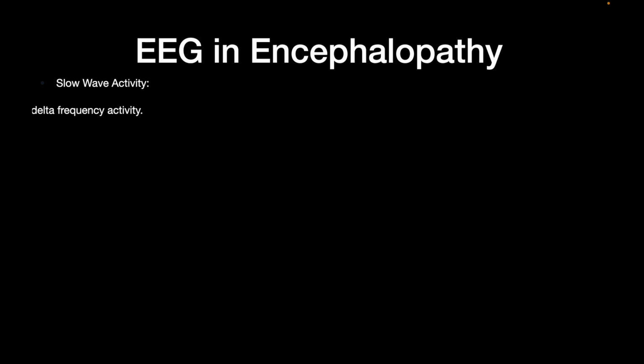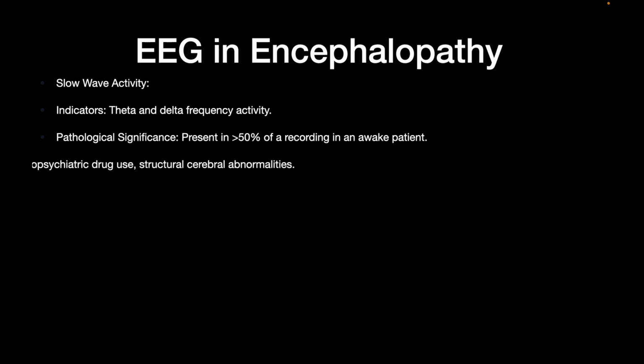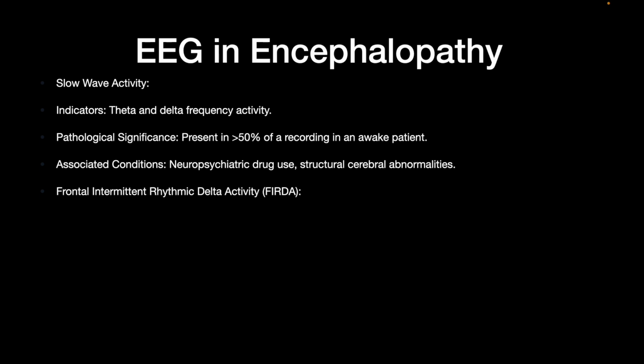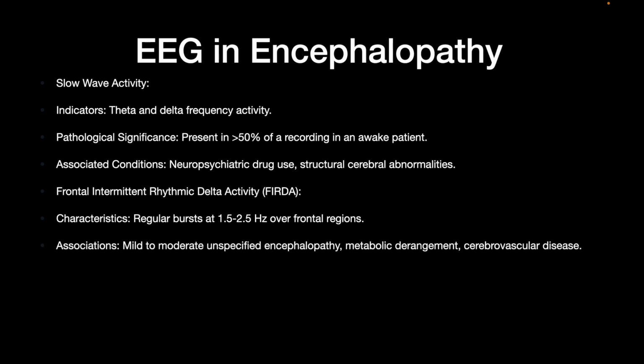Now, slow wave activity indicates theta and delta frequency activity. They're present in more than 50% of the recording in awake patients. Now, the associated conditions are neuropsychiatric drug usage and structural cerebral abnormalities. Now, the FIRDA is characterized by regular bursts of 1.5 to 2.5 hertz over the frontal regions. Now, they are associated with mild to moderate unspecified encephalopathies, metabolic derangements, and cerebrovascular diseases.